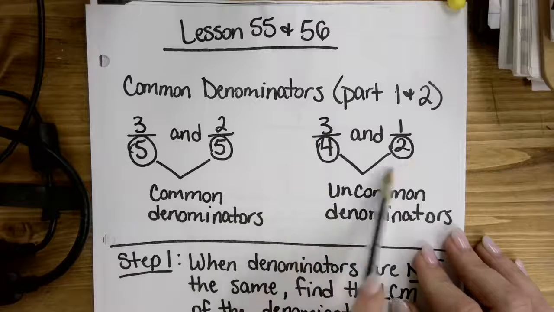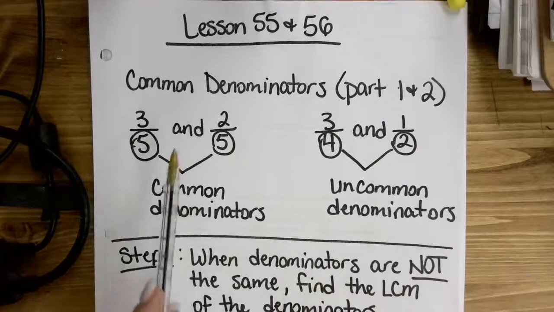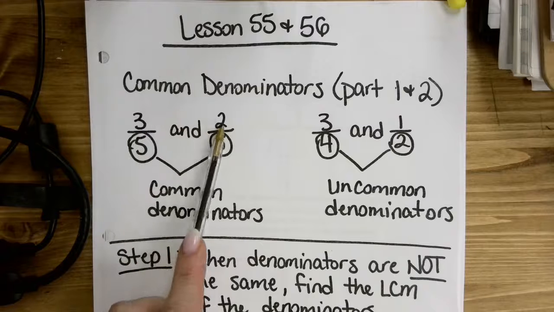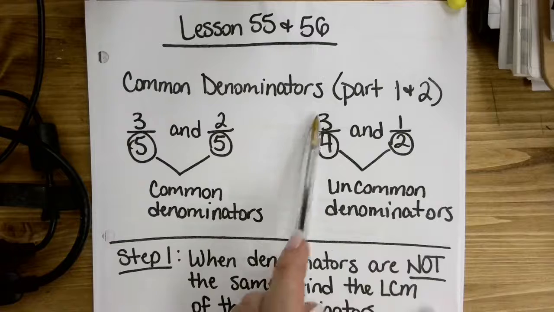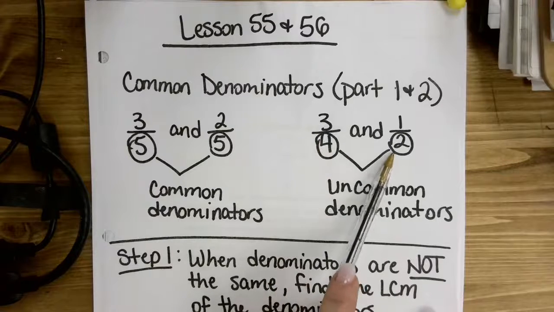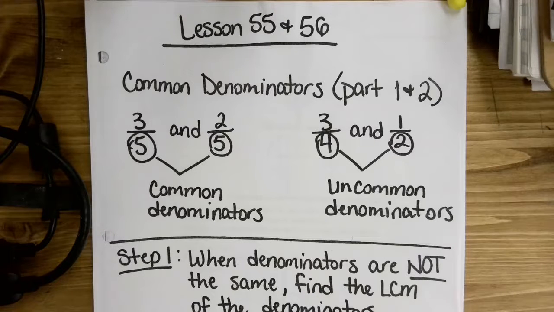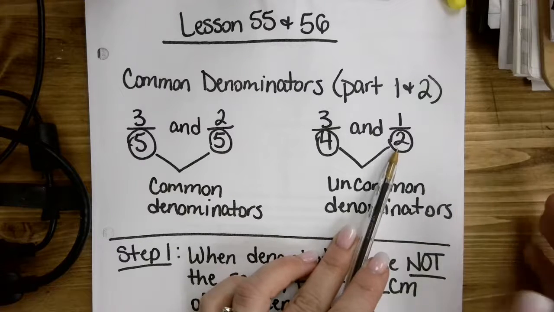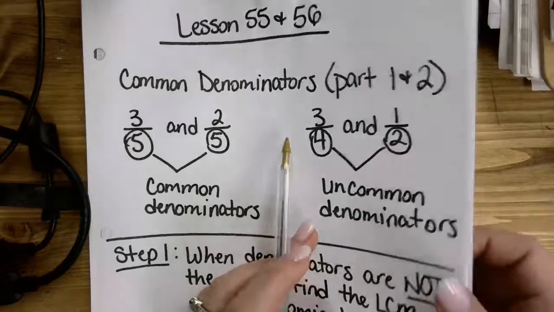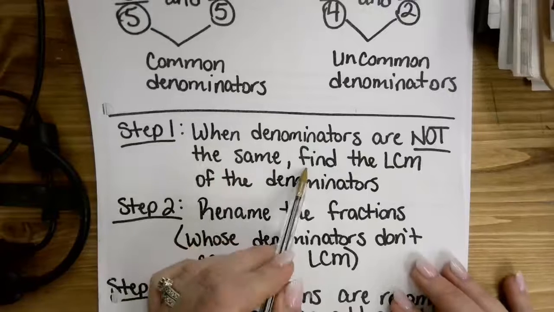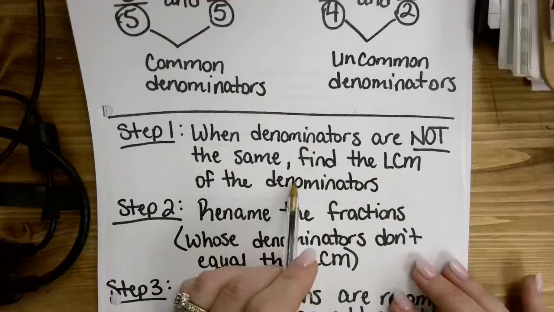So we are learning how to work with these today because if you have common denominators and have to add or subtract, you're only working with the numerators. But when you have uncommon denominators, you have to make them the same denominator. If you remember back to when we did equivalent fractions, you learned how to change one fraction into another one that was equal. So we're putting that skill into practice today. Step one: when denominators are not the same, you have to find the LCM of the denominators.